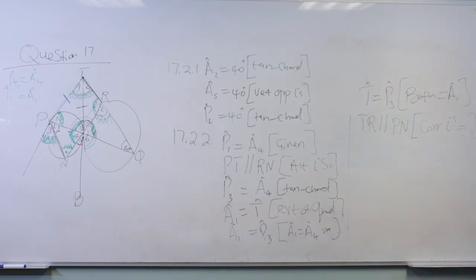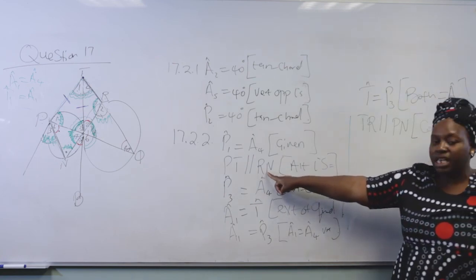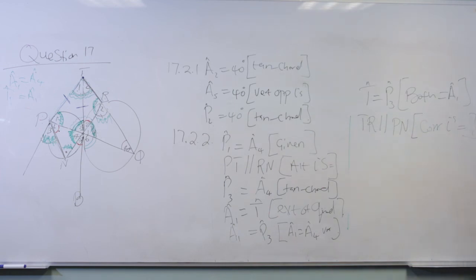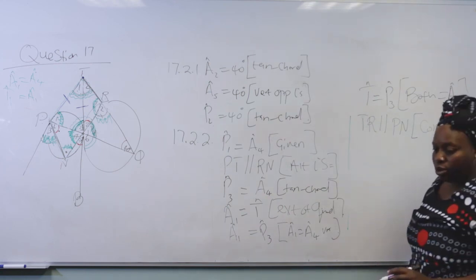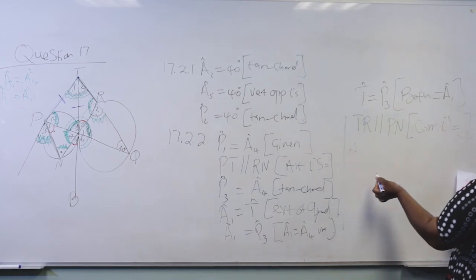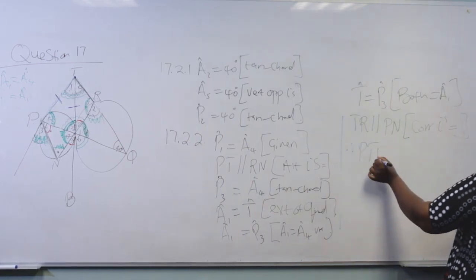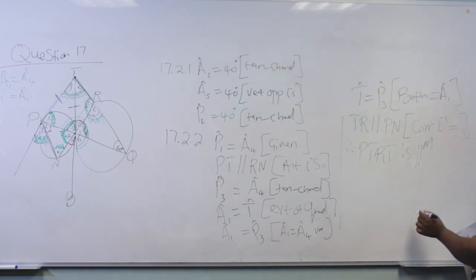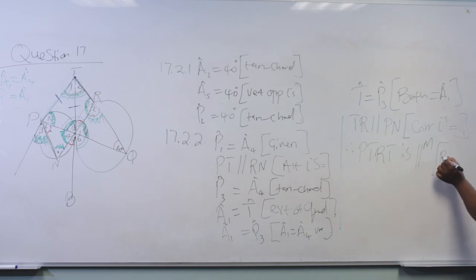Now this is the case. It means now we have two pairs that are parallel. Remember, the one was PT parallel to RN. Now we have TR parallel to PN. If we have two pairs that are parallel, it means that we have a parallelogram. So we are going to conclude by saying, therefore, PTRN is a parallelogram. Reason being, both pairs are parallel. So then you have answered that question.